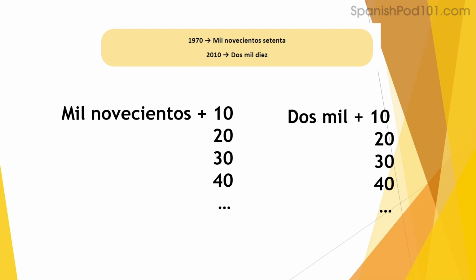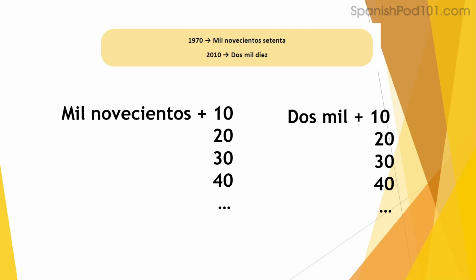Let's continue with 2010. So we're saying in Spanish "dos mil diez". That's what we're saying, okay? Repeat. 2010. Okay, perfecto.